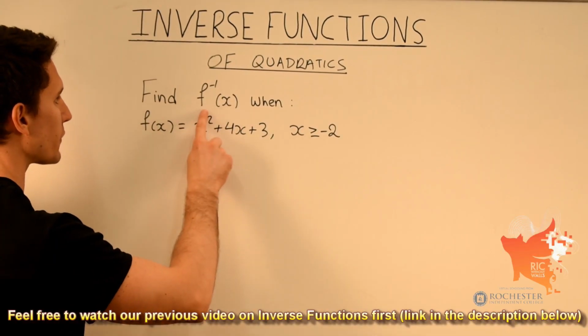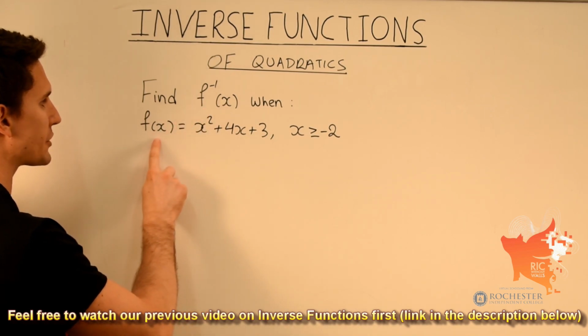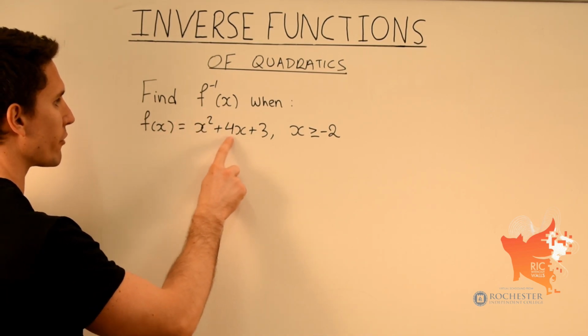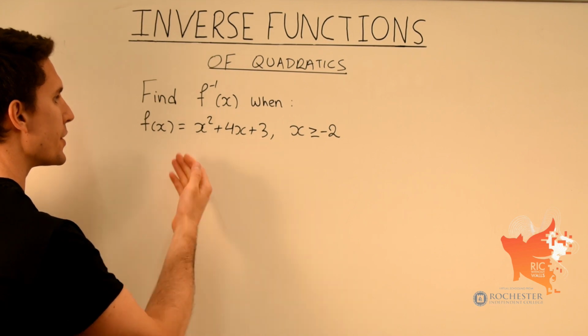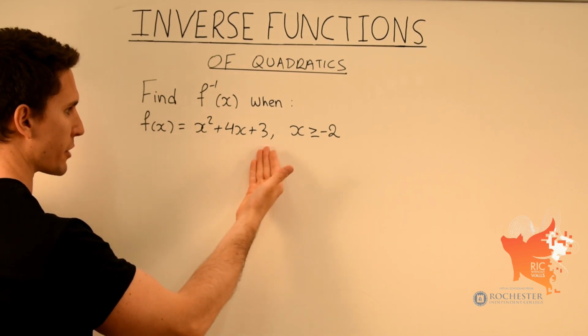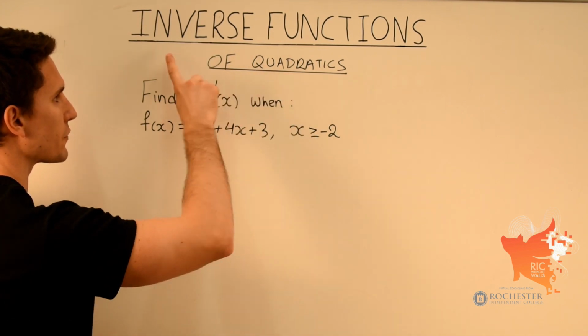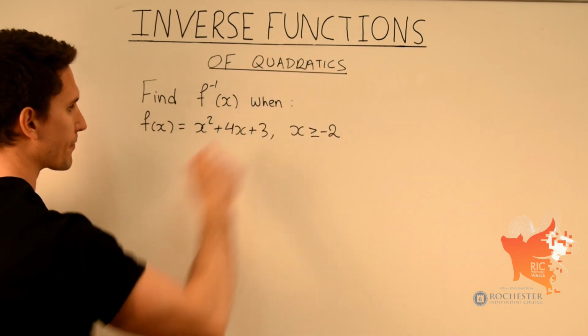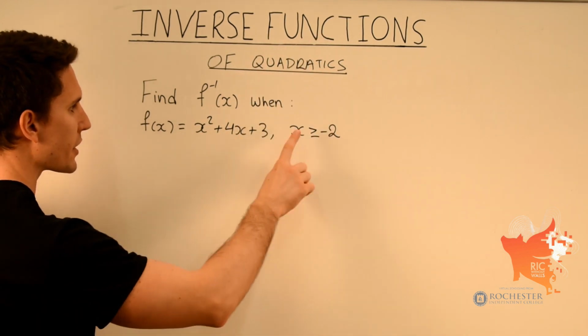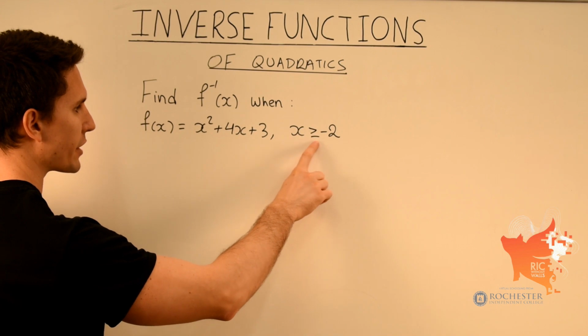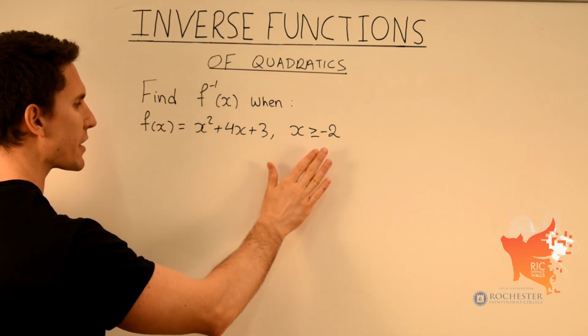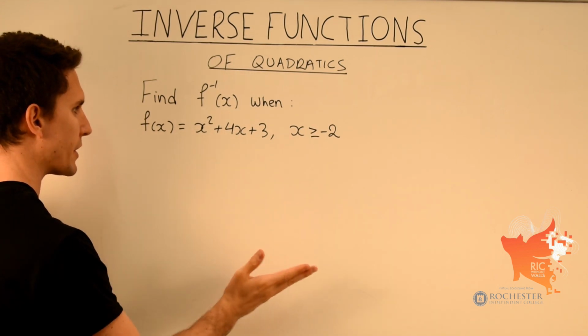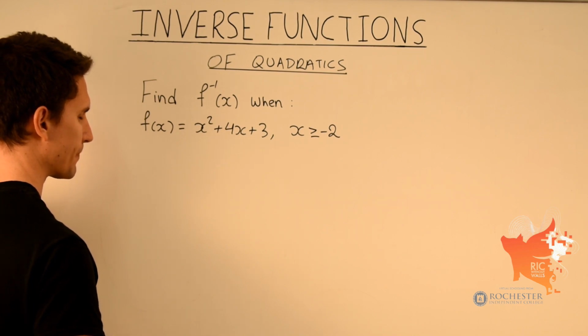Okay, so in this example we've been asked to find the inverse function of f of x when f of x is equal to x squared plus 4x plus 3. Notice this is a quadratic expression, therefore we're looking for the inverse function of a quadratic. Now, this detail here of x being greater than or equal to minus 2, we're going to leave that there for now. We're going to touch on that a bit later in the solution of the exercise.